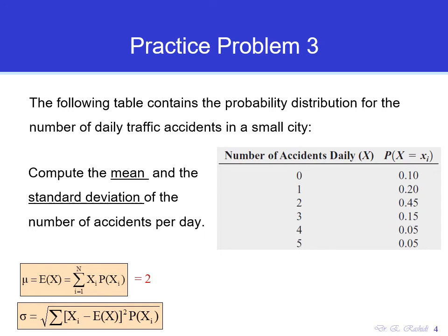If you do that, you're going to get the expected value of 2. That means the expected value of the number of daily accidents is 2, and the standard deviation is 1.18.